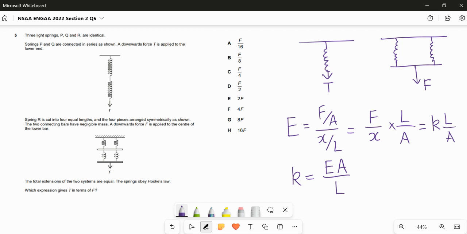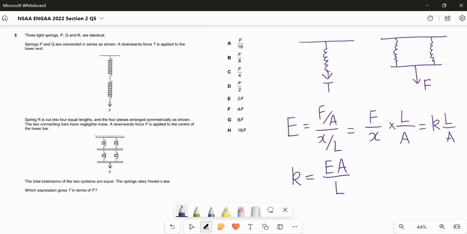So the spring constant is not technically a constant as it does depend on the dimensions of the material you're using, whereas the Young modulus is a more fundamental property of that material. So you could have two different springs that may be made of the same material, and they'd have the same Young modulus, but depending on how they're cut or their cross-sectional areas, you would have different spring constants for these. So K equals EA over L, very useful.